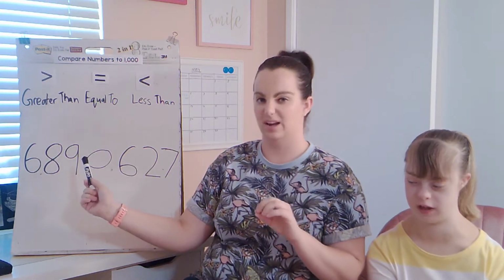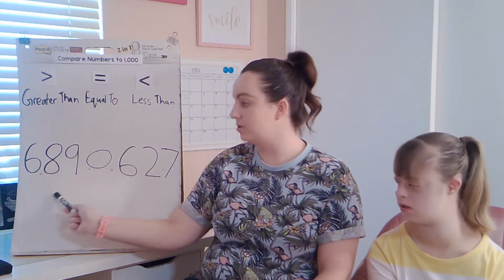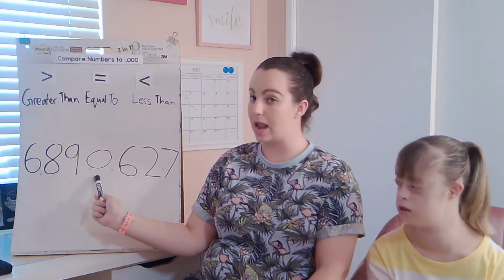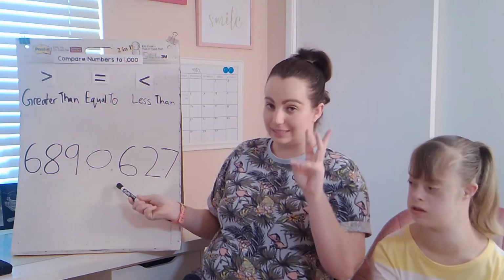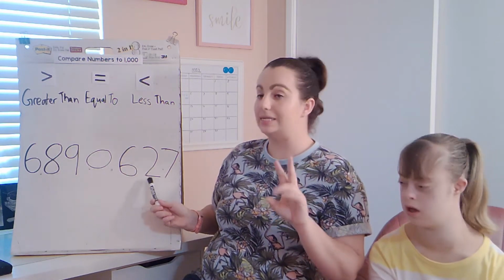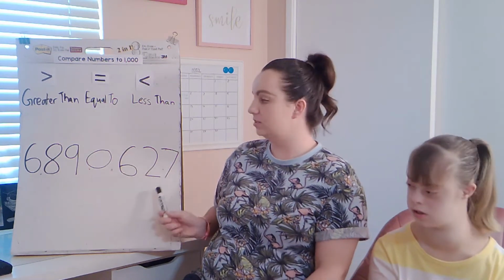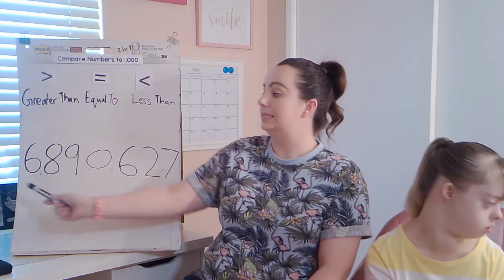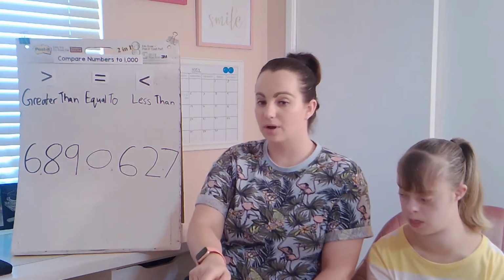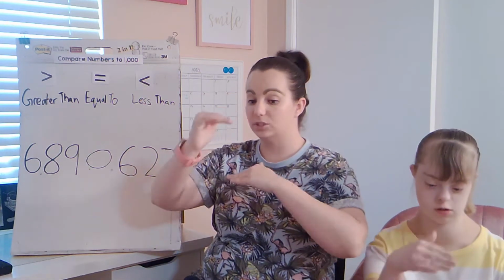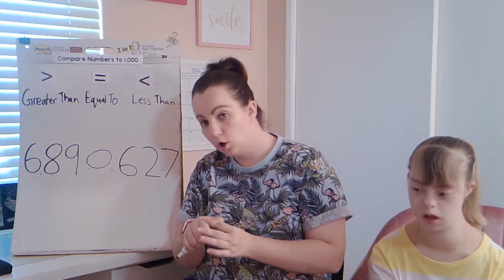689. Again, good, Kaylee. 689. We're going to compare that number to, ready, set, read with me, 627. So we're comparing 689 and 627. Let's go ahead and write the numbers on top of each other so we can see if one is bigger or which one's smaller, if they're the same.